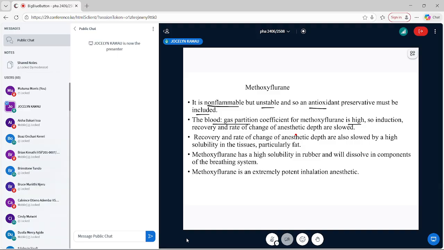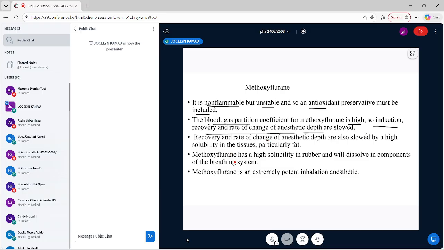So induction, recovery, and rate of change of anesthetic depth are slow because of the high blood gas partition coefficient. That means at any one time there will be a higher concentration in blood than in the gas. Remember, the excretion of this is through exhalation, so it will be very slow. Recovery will be slow, and that can be a problem.